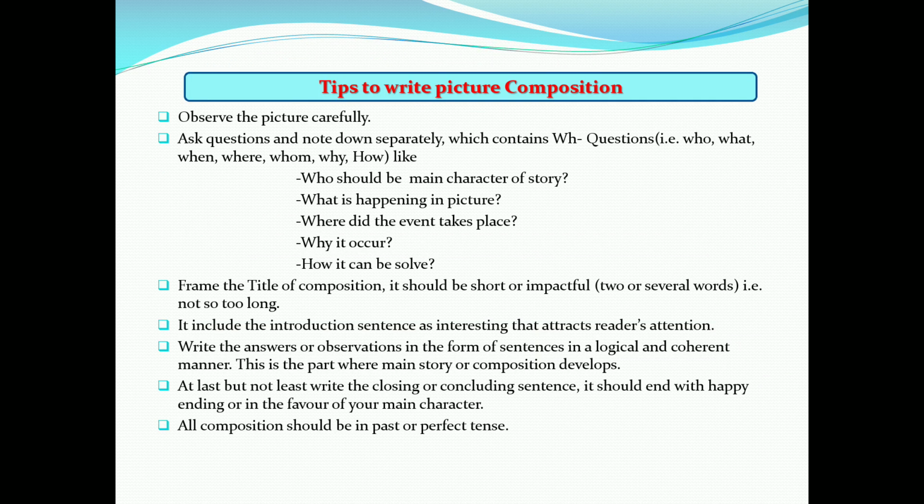Now, there are some tips to write a picture composition. The most important thing in this: observe the picture carefully. Ask questions and note them down separately, which contain WH questions. Dear children, what are WH questions? WH questions contain who, what, when, where, whom, why, and how. Like, who should be the main character of the story? What is happening in the picture? Where did the events take place? Why did it occur? How can it be solved?